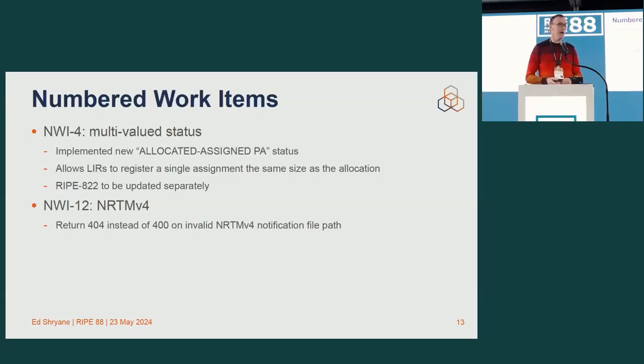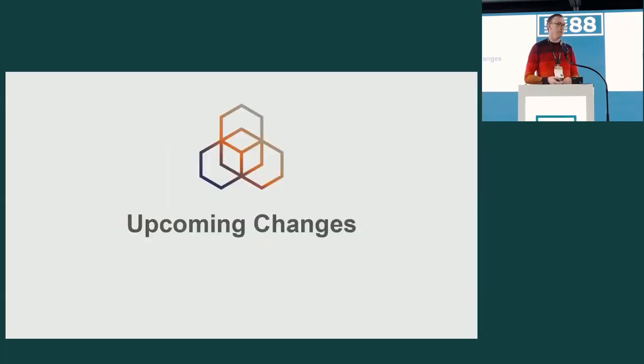And secondly, a compatibility change on our NRTM version 4 implementation. To be better standards compliant, we return a 404 rather than a 400 if a client requests an invalid path. So that's wrapped up all of the work that we've done. Now to talk about the upcoming changes.